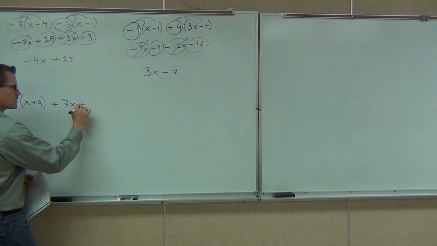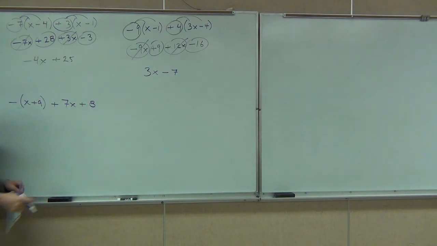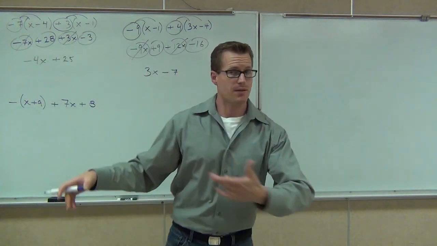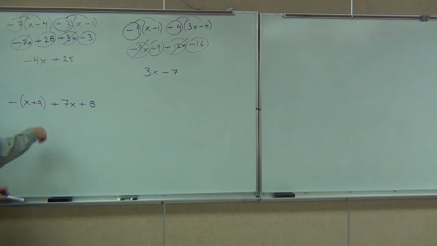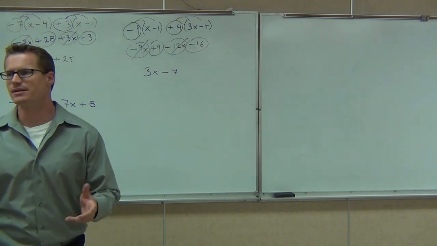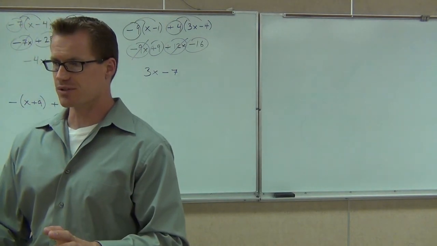So how about that one? If you remember from last time, we said that negative out front really means a negative 1 that we have to distribute across both those terms. Essentially, what it does is just change the sign inside the parentheses.